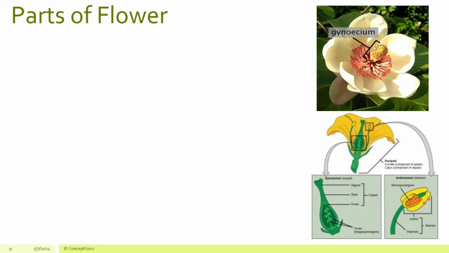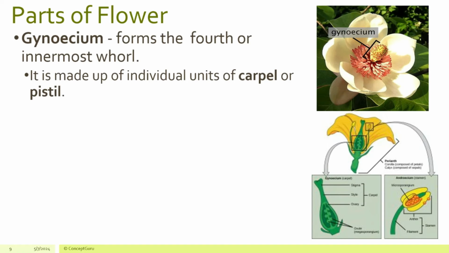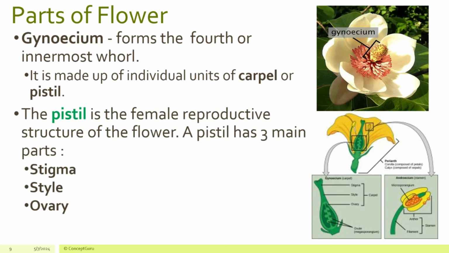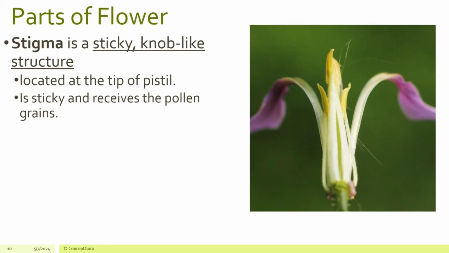Now let's look at the next part of the flower called the gynoecium. It forms the fourth or the innermost whorl of the flower. It is made up of individual units of carpel or pistil. The pistil is the female reproductive structure of the flower. A pistil has 3 main parts: the stigma, style, and the ovary. Now, stigma is a sticky, knob-like structure located at the tip of the pistil. It is sticky and receives the pollen grains.